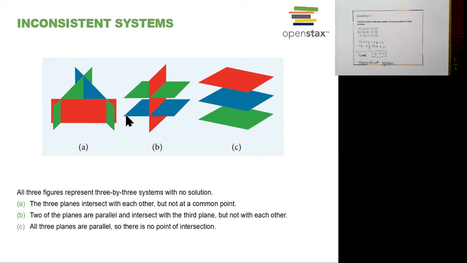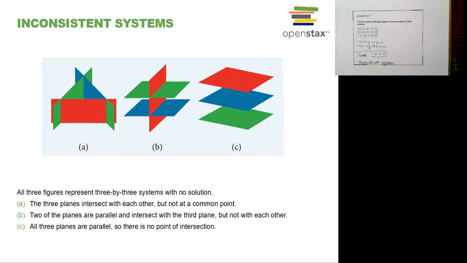Or the planes could cross like this. Any pair of the planes does have a common line, but there is no common point for all of these 3 planes. They never all cross together. So in any one of these situations, you're going to have an inconsistent system.